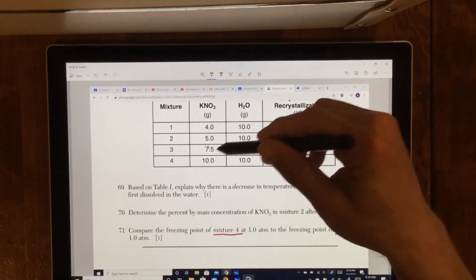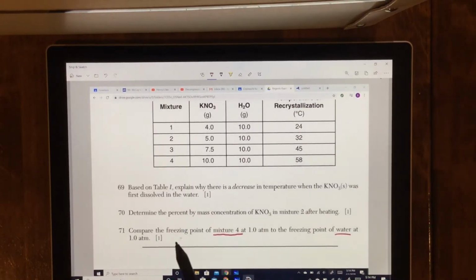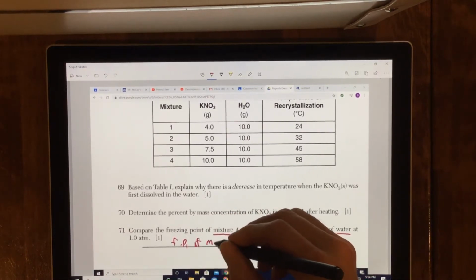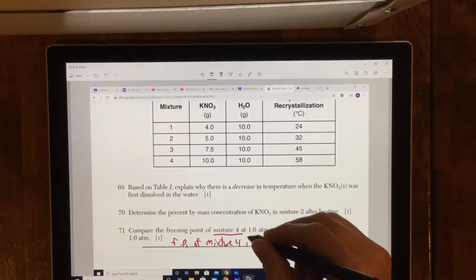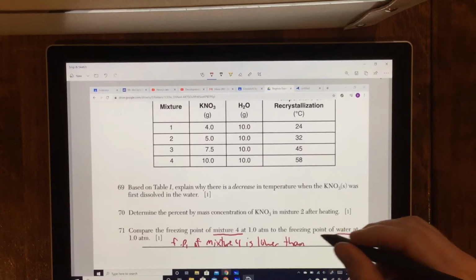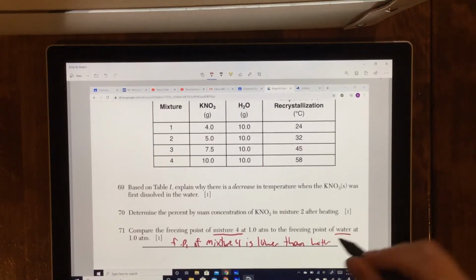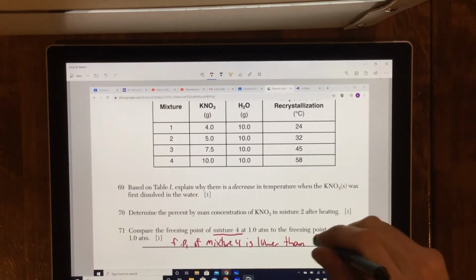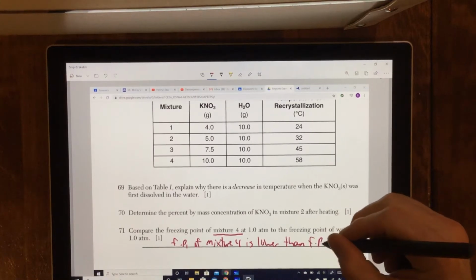So I'm just going to review some things with this. The answer to this question, and how you would answer it, is the freezing point of mixture 4 is lower than the freezing point of water. That's how you would write it on a Regents. I know that's really messy. So you should actually really spell it out, than the freezing point of water.